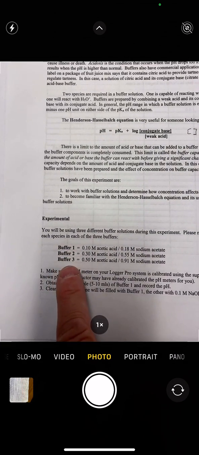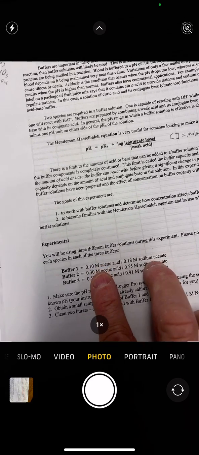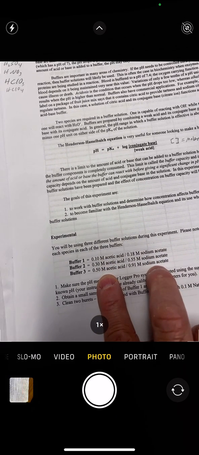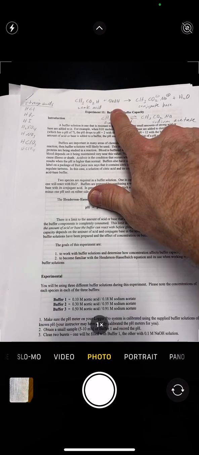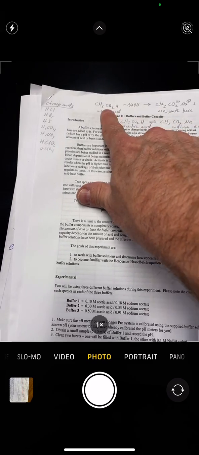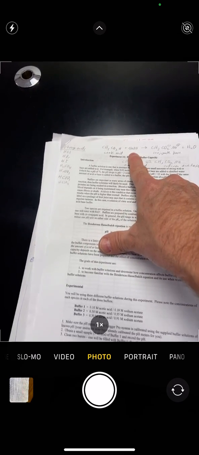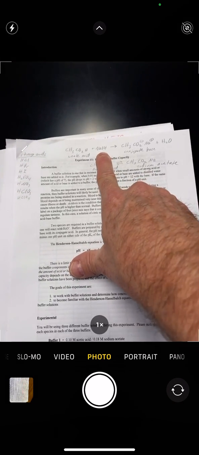Okay, so we're going to be working with three buffers. They vary in concentration of the acid, acetic acid, and the sodium acetate. So you can see buffer 1 is 0.1 and 0.18, buffer 2 is 0.3 and 0.55, buffer 3 is 0.5 and 0.91. So the concentration is going up. As the concentration goes up, buffer capacity goes up. So it takes more and more NaOH to convert it into conjugate base, right? And it'll keep reacting. It'll keep converting. NaOH will keep converting acetic acid into sodium acetate until you run out of acetic acid. Then you're going to see excess NaOH suddenly make the pH rise.